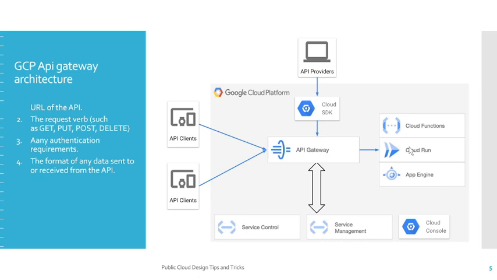When you are defining your API, then in that case you have to define a verb, the request verb. When we say verb, that means it's GET, PUT, POST, DELETE, these types of verbs that you can use. Any authentication requirements that you have, you have to define, whether you use OAuth, JWT or client credential flow, whatever you want to use. The format of any data sent to or received from your API also needs to be defined. That means you are defining the structure of the API which needs to be consumed by your consumer.